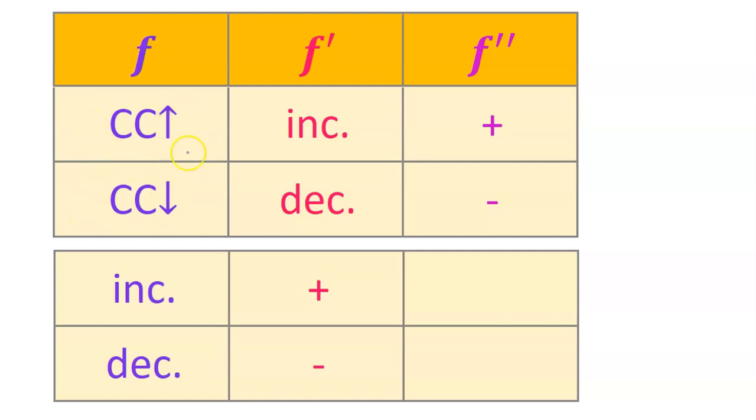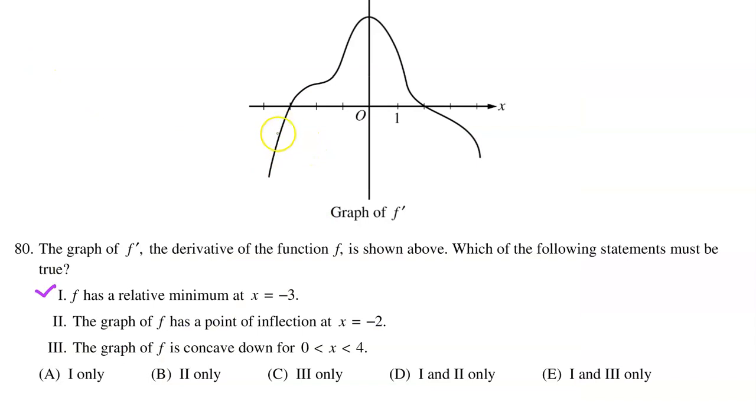But if f changes concavity, it means that f prime will change direction, either from increasing to decreasing or from decreasing to increasing. So let's look at the graph of f prime and see if we see a change in direction at x equals -2. We can see that f prime is increasing from -infinity to -2, and then it just continues increasing after x equals -2. So the graph of f prime does not change directions at x equals -2. Therefore, the graph of f does not have a point of inflection.